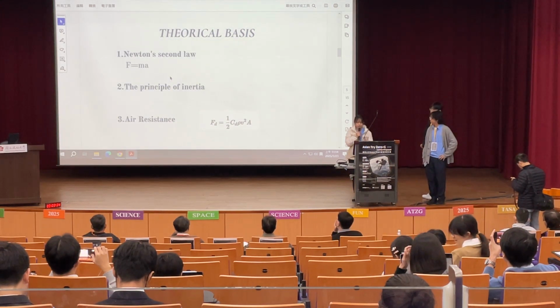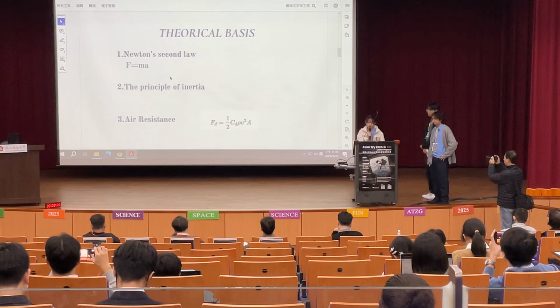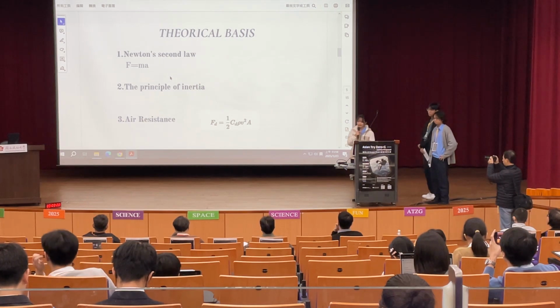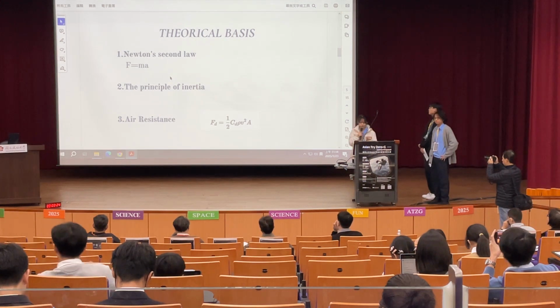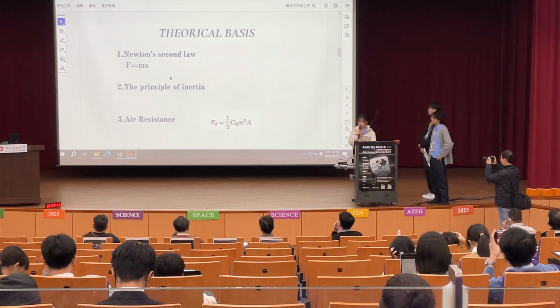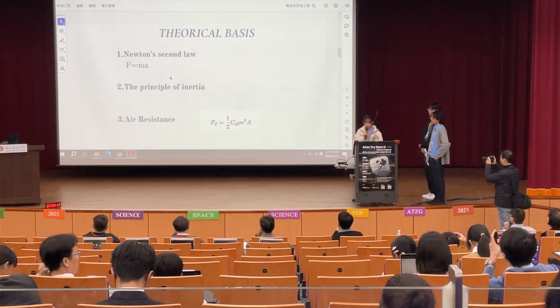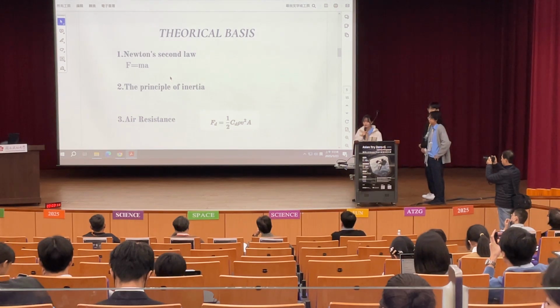These ideas are rooted in theories, such as Newton's second law and the principle of inertia. Without gravity, an object's motion depends entirely on external forces, such as airflow. Furthermore, due to their lightweight nature and large surface area, air resistance is expected to significantly influence the behavior of these objects.